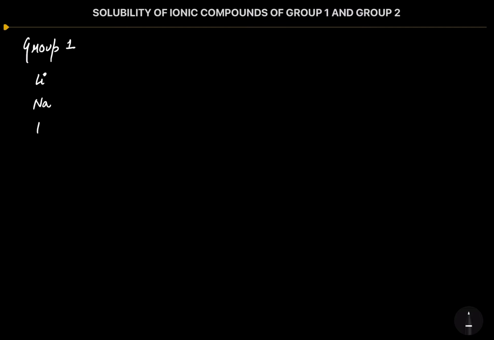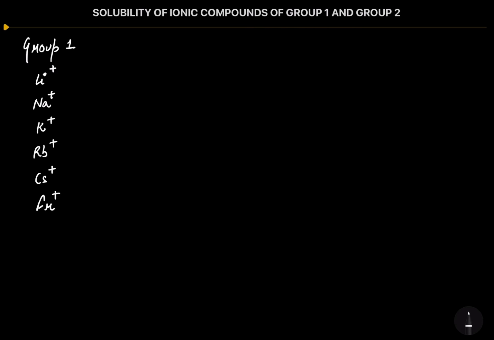My dear students, today we are going to talk about the solubility of ionic compounds of group number 1 and group number 2 elements of the periodic table. So let's start with group number 1. I'm writing group number 1. Group number 1 is lithium, sodium, potassium, rubidium, cesium and francium. Group number 1 has an oxidation state of +1. So it's Na positive, K positive, Rb positive, Cs positive and francium positive.